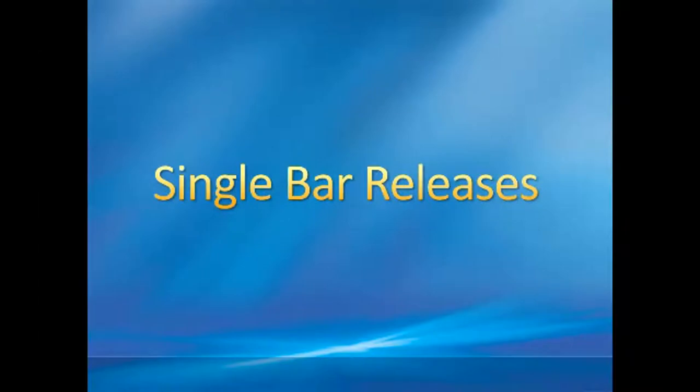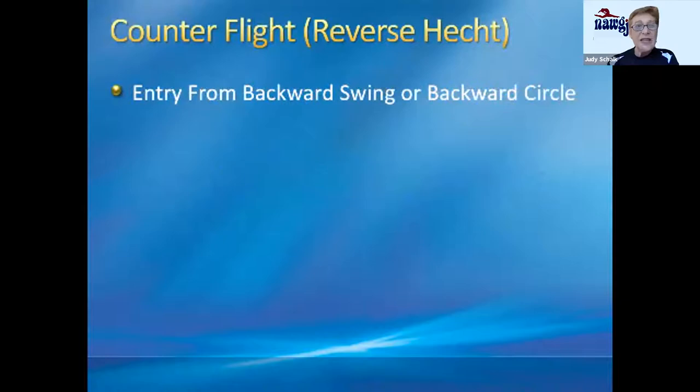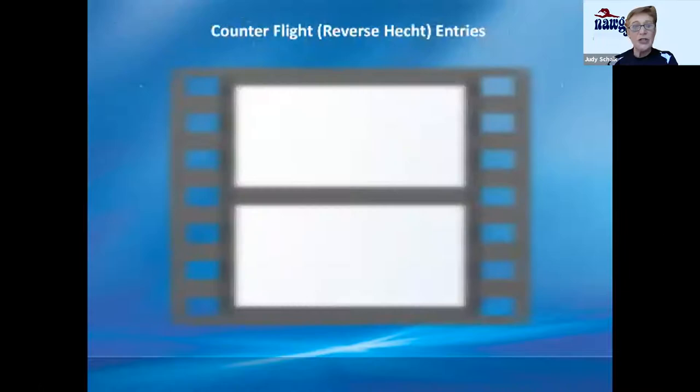Okay, so let's start with single bar, high bar releases. We'll deal with the counter flight or reverse hecht. It can come from an entry from a backwards swing or a backwards circle. The giant swing entry is a D.